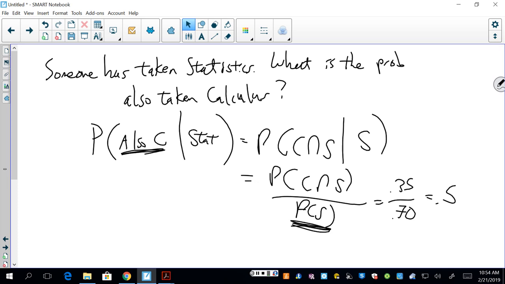Like the order they've taken it? Well, it's not necessarily the order, but we know that they've taken statistics, and they ask you, did you also take calculus? Okay. And so instead of just having the numerator, we have to divide by the other thing that we're given. Right? So that makes it different, right? 0.35 to 0.7, and it's a little bit higher.